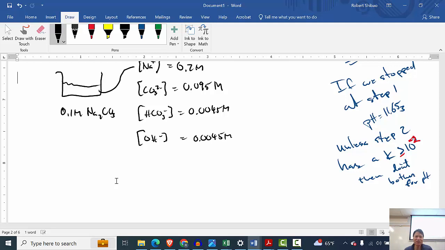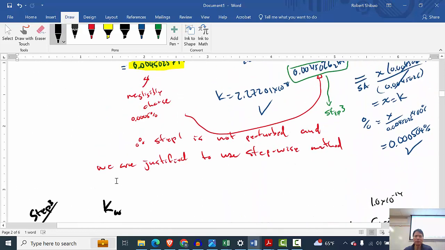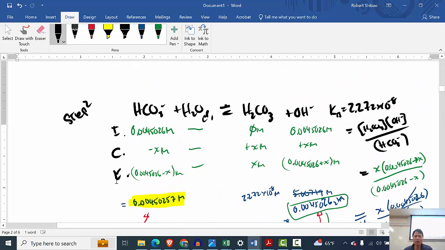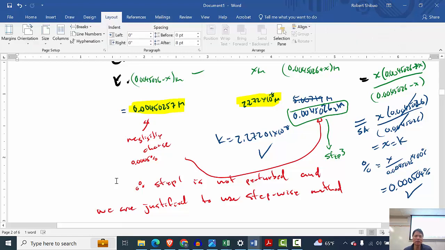Actually, these are out of order. We should have more hydroxide than bicarbonate. We should switch those here. In terms of ranking, hydroxide is going to have more, even though their concentrations look to be the same. And then what? Then it looks like carbonic acid, which is going to be 2.2. We'll just call it 2.3 times 10 to the minus 8. I'm going to put it in decimal form.